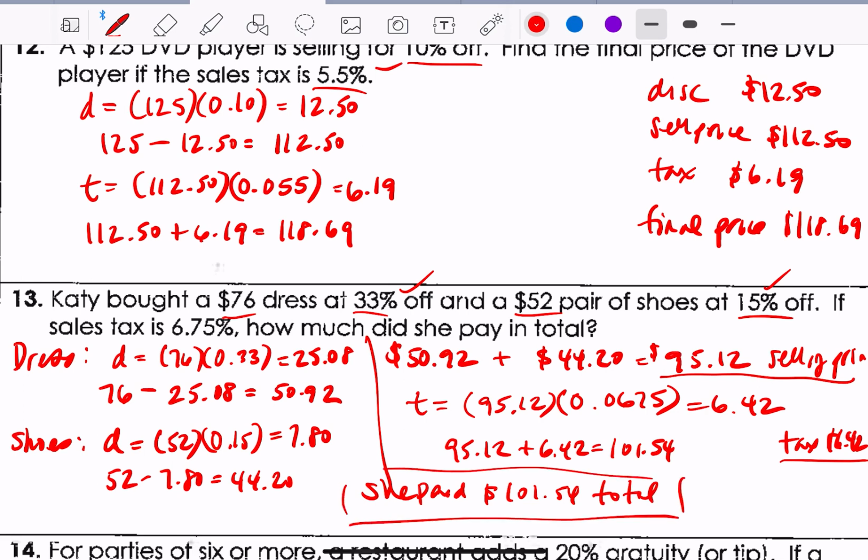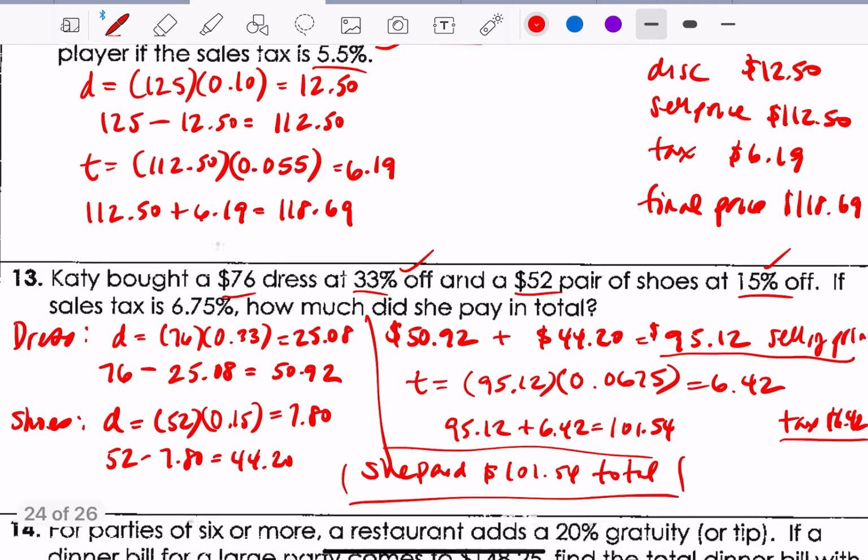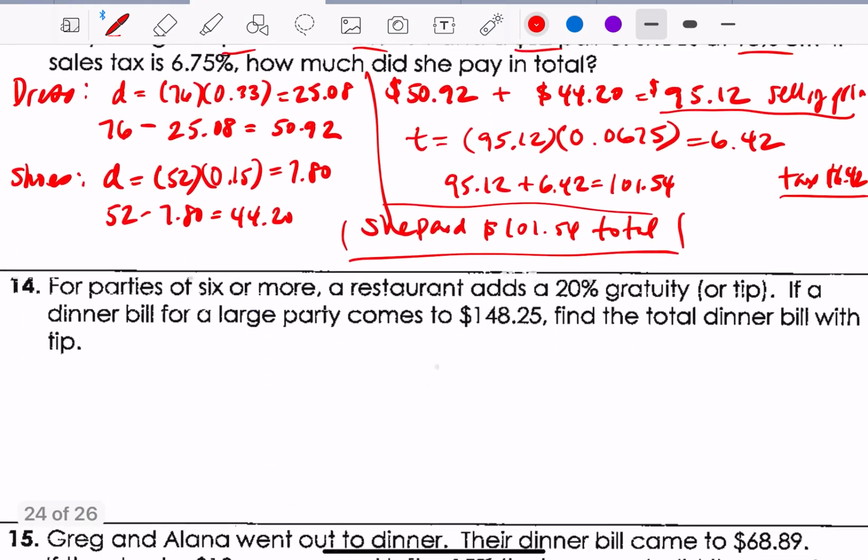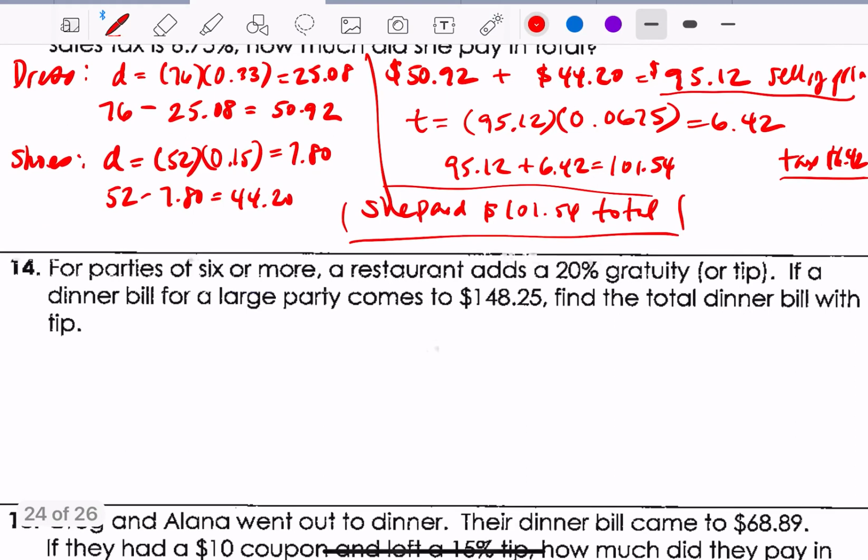Okay. So a lot going on there. You had to figure out two discounts. Then you had to add those together to get the selling price of everything she was buying. Then you had to figure out the tax on that selling price and then add that into the selling price. So lots going on. So hopefully you followed that.